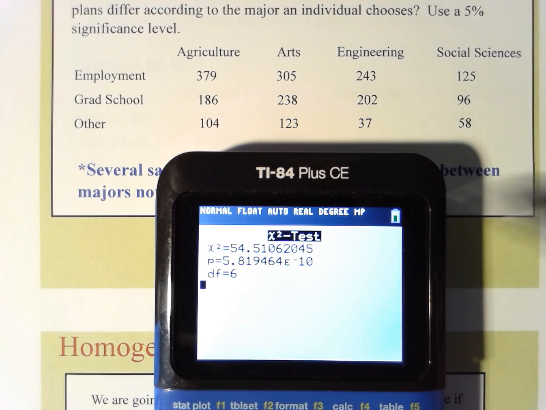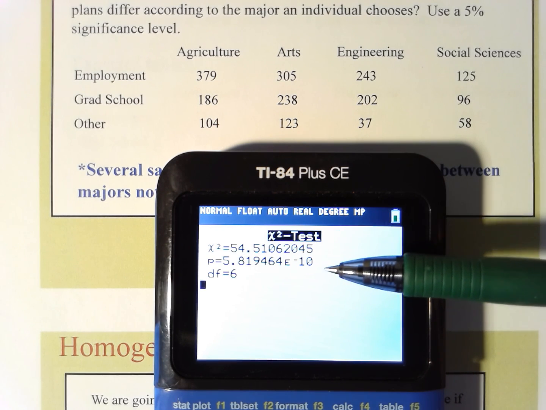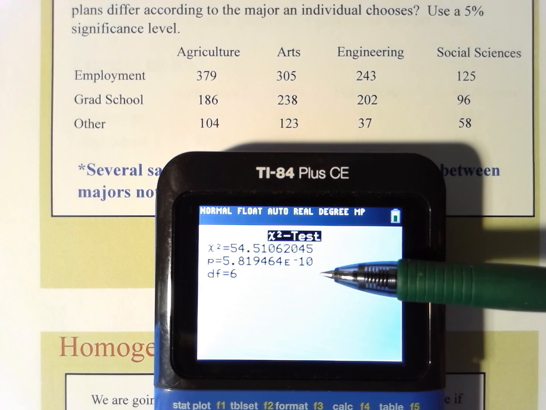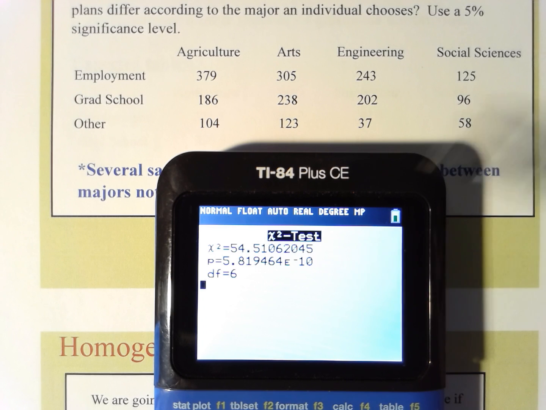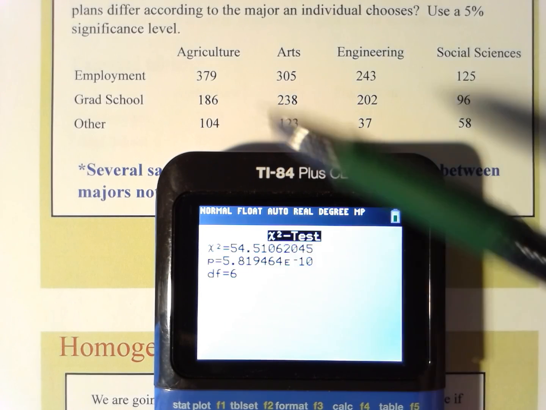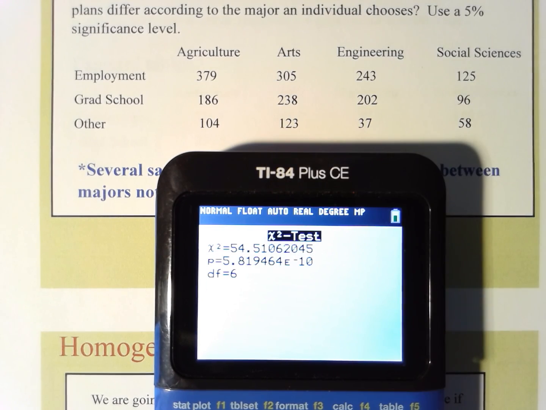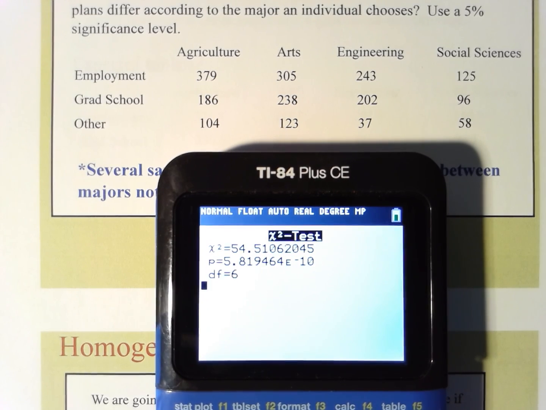My chi-squared test statistic is 54.5. I have a p-value that's extremely small. It's obvious that I'm going to reject, right? Very obvious I'm going to reject. Okay, so didn't really even have to give you a significance level. Notice also the degrees of freedom. That's the number of rows minus 1 times the number of columns minus 1. How do we find that expected table? I'll share that with you in a minute.